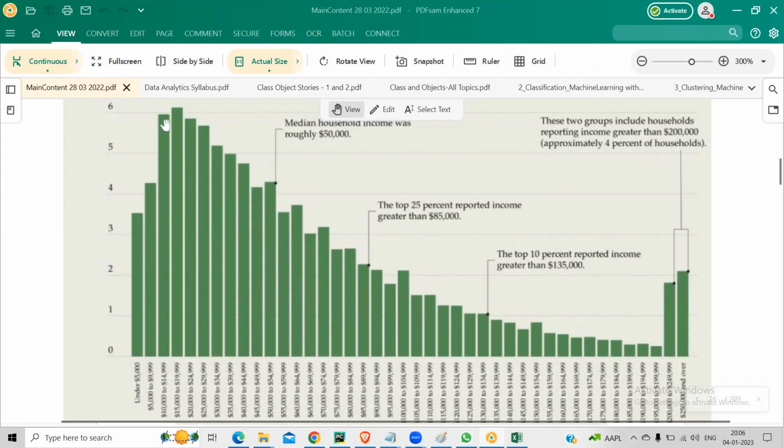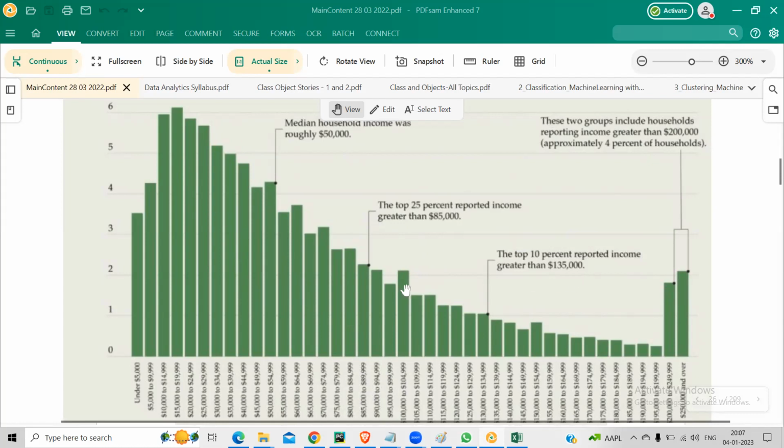So the median will be closer to the mode. The average will be somewhere here, somewhere around 90. Just because of these two high values, your average will go towards here, isn't it? Maybe 90K or 85K. And this we call a positively skewed graph. I told you I use the word skewed. Data is skewed, and this is positively skewed.